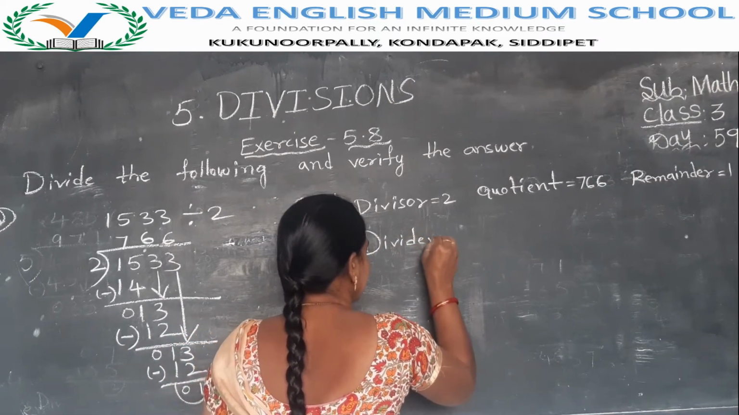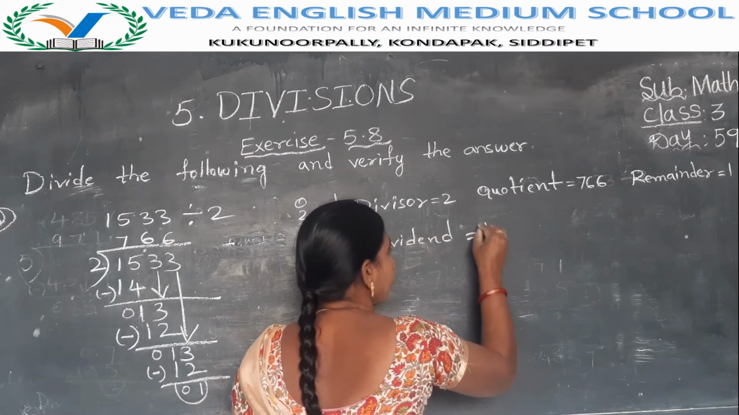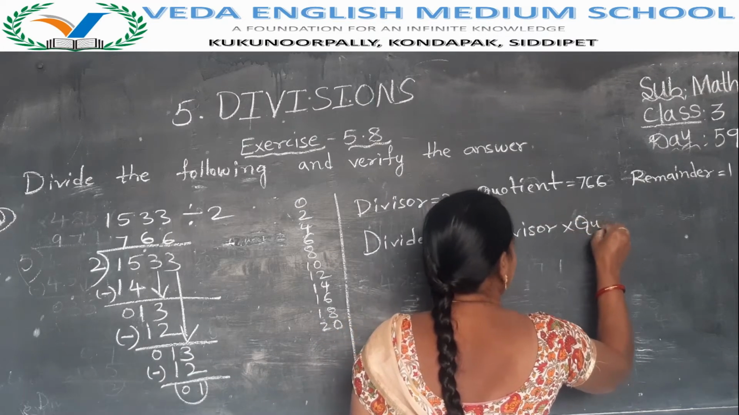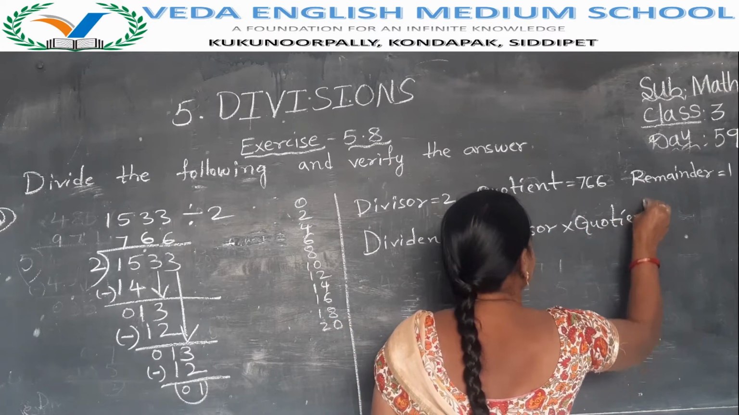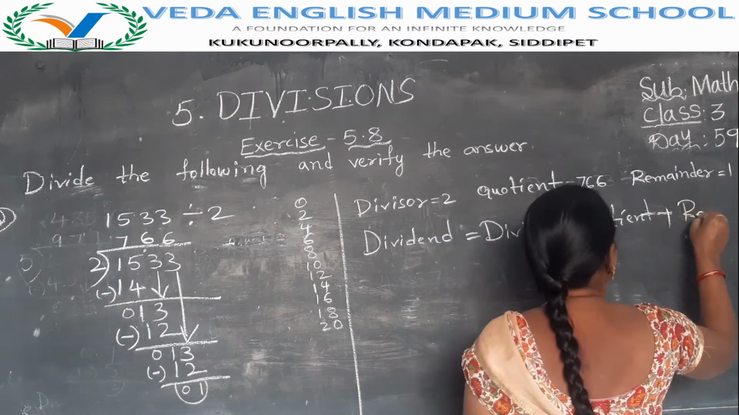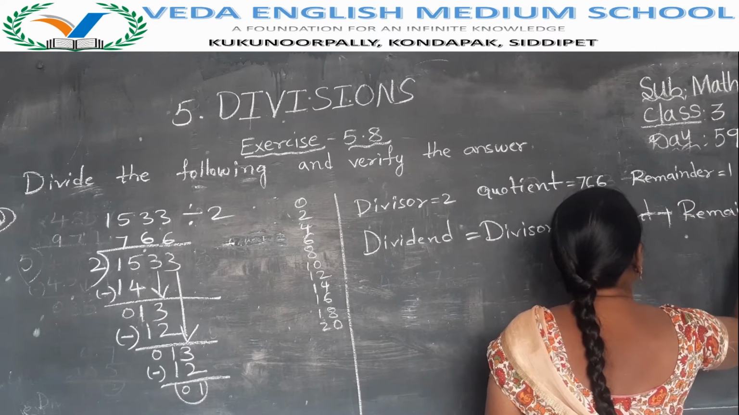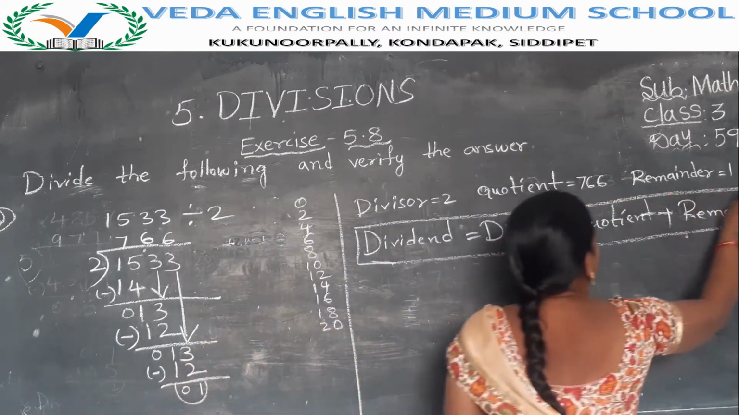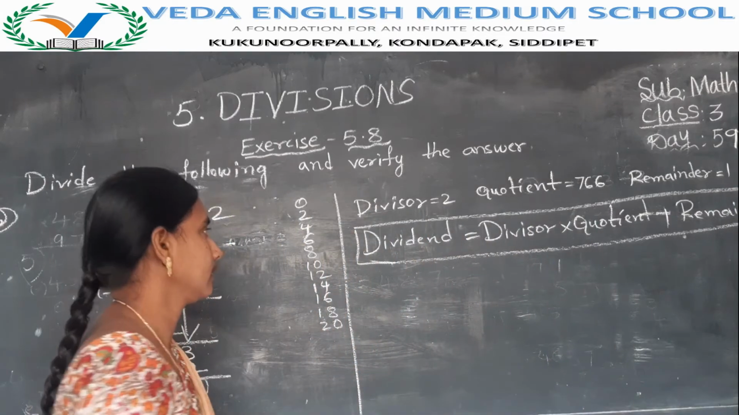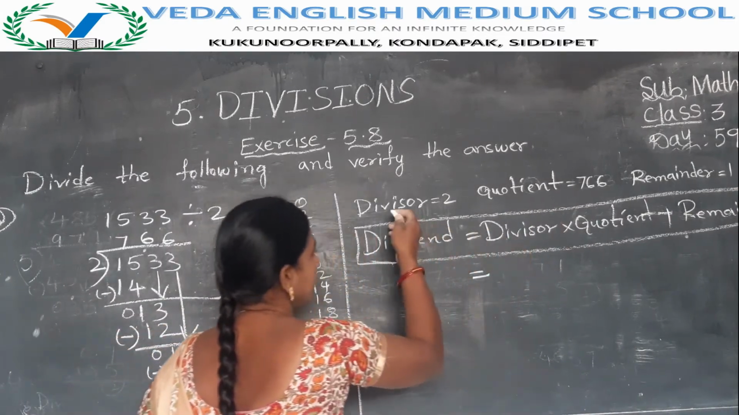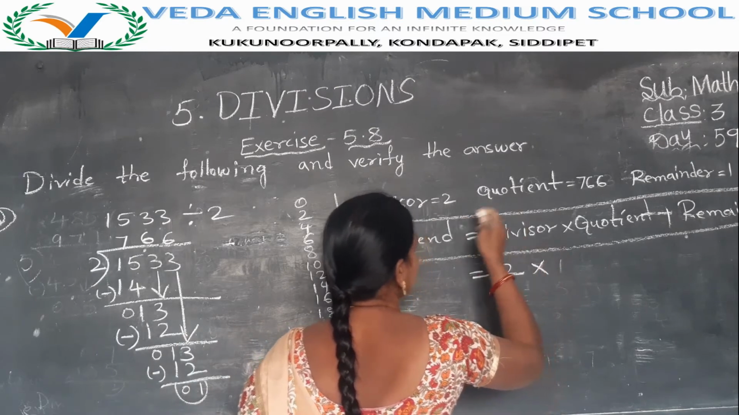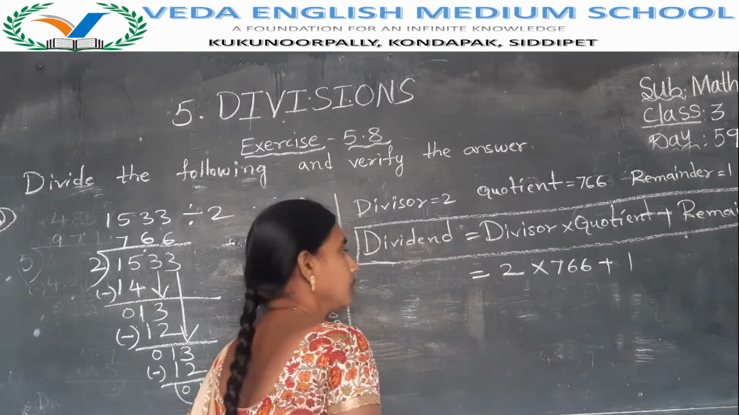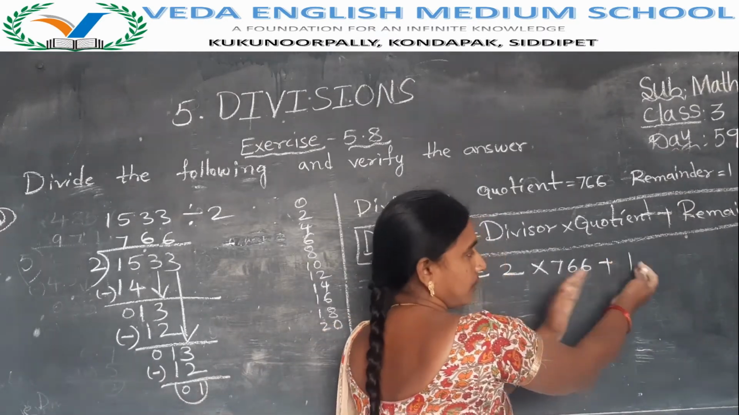Dividend equals divisor into quotient plus remainder. So this is the principle. Already I explained in the previous exercise 5.6. See Nana, here the divisor is 2, quotient is 766, plus remainder is 1. So first of all multiplication, after this add.